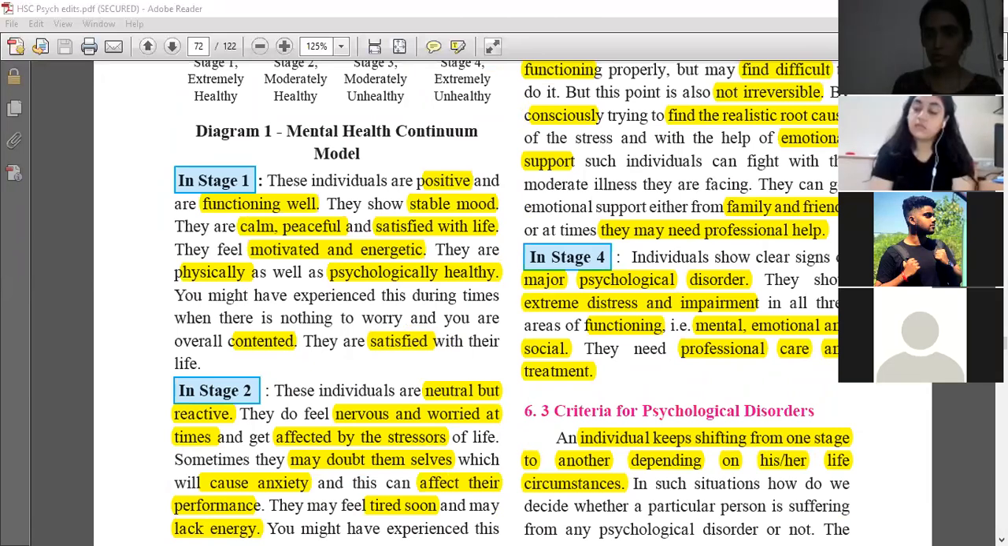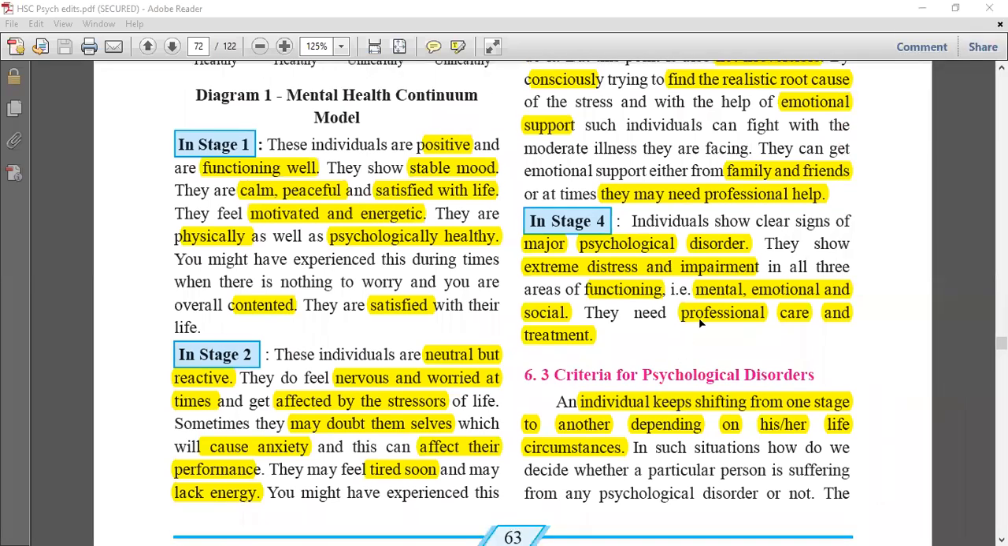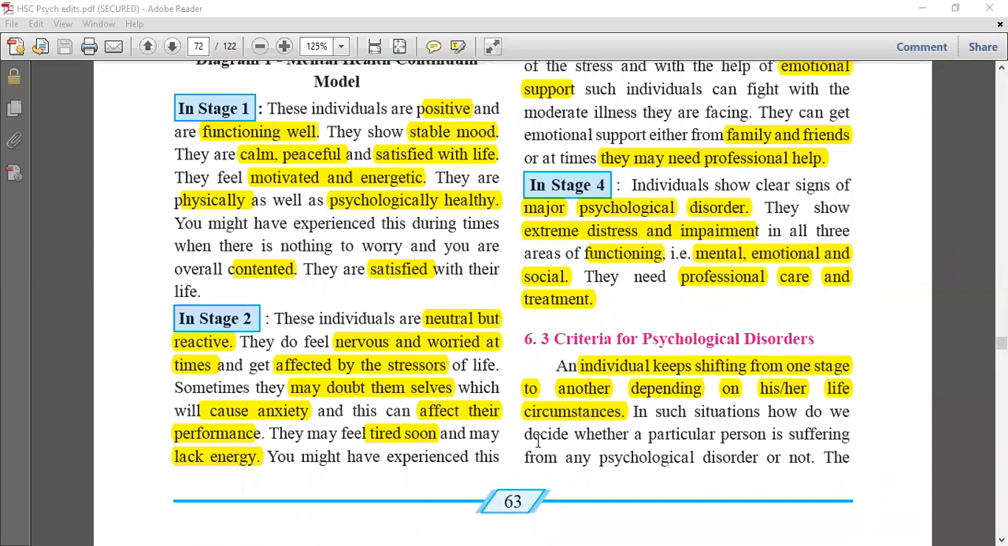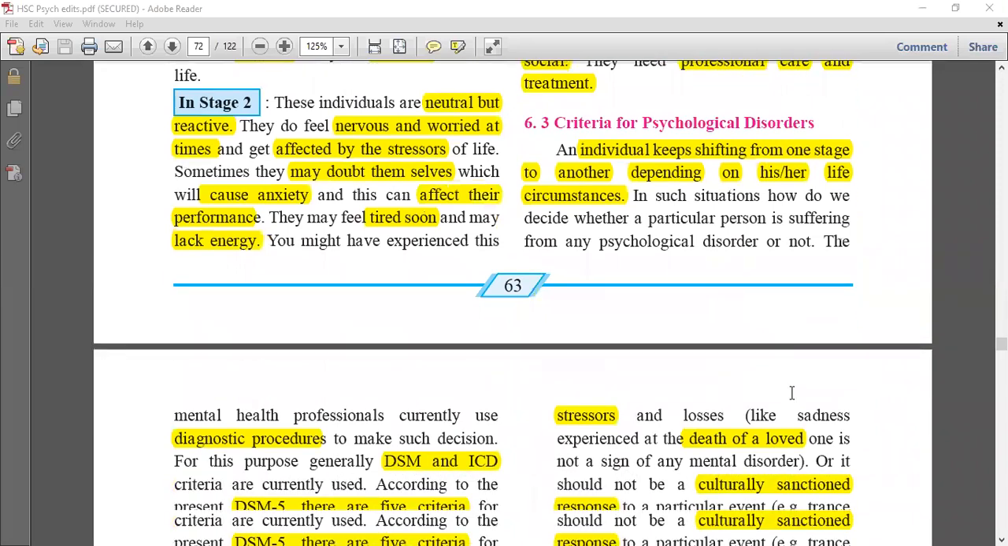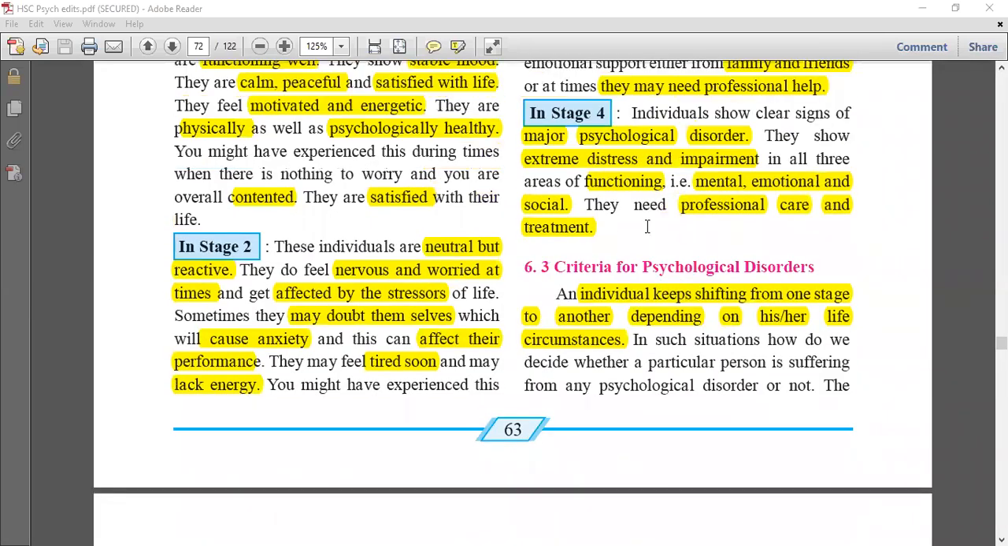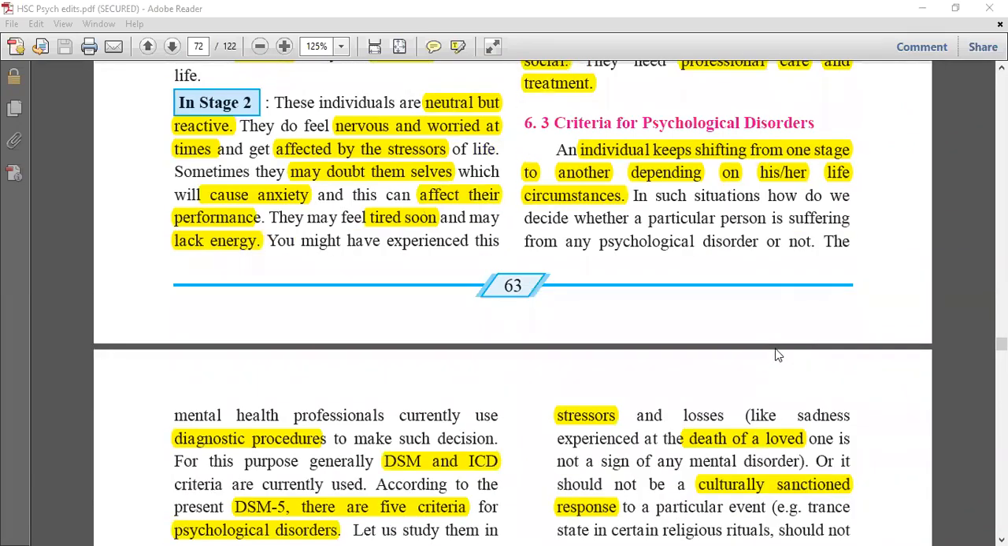So it's not the extreme stress that you feel. Okay, in stage 4, it could be a major psychological disorder, extreme distress and impairment in functioning. So, for example, mental, emotional, social, and you need professional care and treatment. Take something like schizophrenia, where an extreme amount of stress may have led to that, and that comes under stage 4. Now, this is the part where abnormality is more clearly understood.